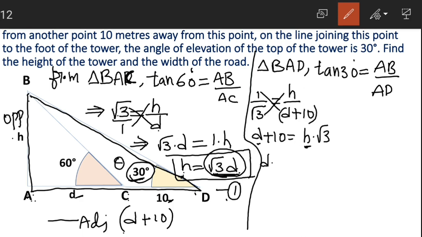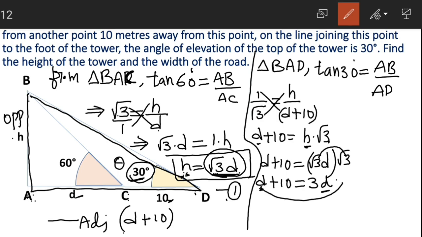So we get D plus 10 is equal to H. So instead of H, H is nothing but H equal to root 3D. So instead of H, I am writing root 3D. And 1 root 3 is already there. So now we get D plus 10 is equal to root 3 into root 3 is nothing but 3. So 3 into D. Okay, we need to find out the D value here. 1D is here, 1D is here.